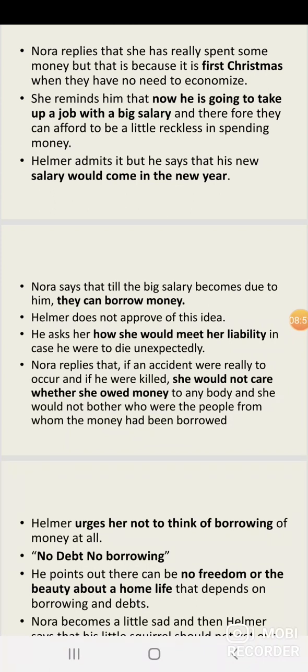So see their attitude towards life. Nora's attitude towards life is bigger and more open. That is, she wants to enjoy life, whereas Helmer doesn't. He thinks about the money.